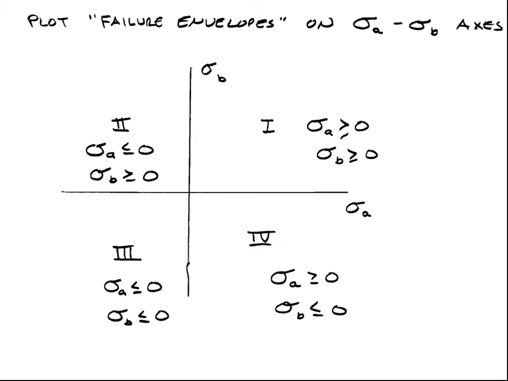Now what we want to do is to plot what we call the failure envelopes. So we're going to put it on axes where we have one of the non-zero principal stresses, for a case of plane stress, on the x-axis and the other on the y-axis. And of course we're going to plot for all 4 quadrants. Both principal stresses greater than or equal to 0 is quadrant 1. If they're both less than or equal to 0, quadrant 3. And if they're mixed, then those are quadrants 2 and 4.